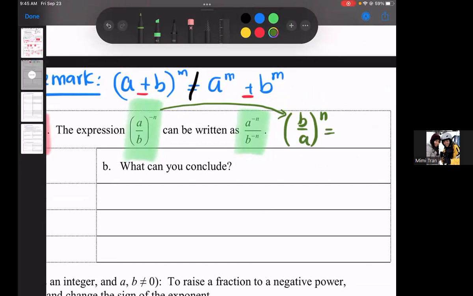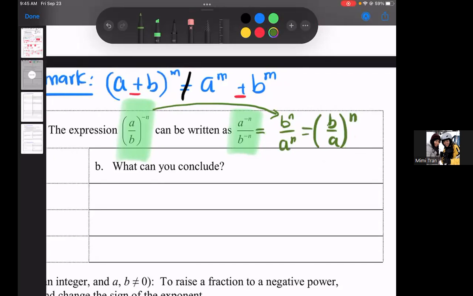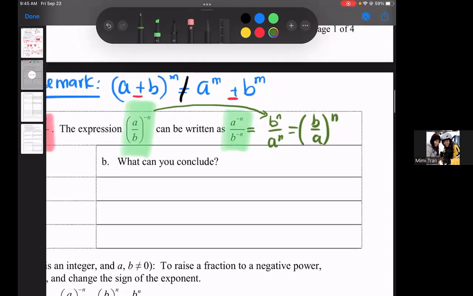Which is equal to what? If you notice this one right here, if you flip it, it'll be b to the n over a to the n. Is it the same thing as that one on the right side? Yeah, right. If you distribute the n. So you can do that. You can flip inside, and then you still have a big parenthesis outside, and then change your exponent to positive.